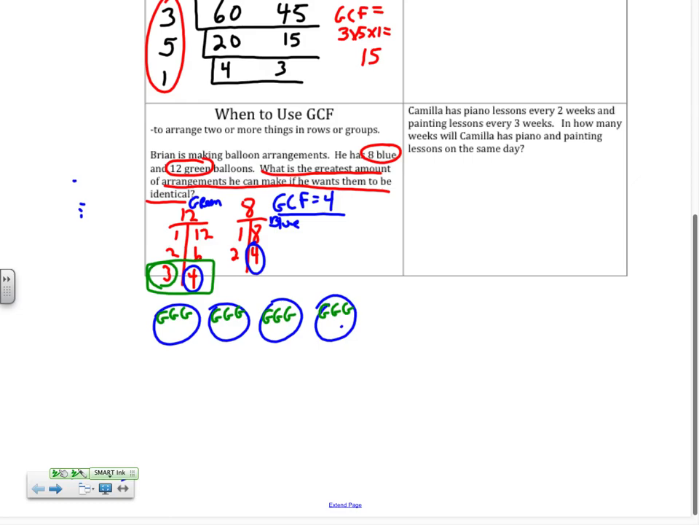If we look at the 8 blue balloons, we know there's 4 groups. There'd be 2 in each group. So the 2 blue balloons in this group, 2 blue balloons in the second group, 2 blue in the third, and 2 in the fourth. So that answers the question, what is the greatest amount of arrangements he can make? There's 4 arrangements. If he wants them to be identical, everyone's going to have 3 green and 2 blue balloons, and that takes care of all the balloons. So that's when you would actually use GCF.